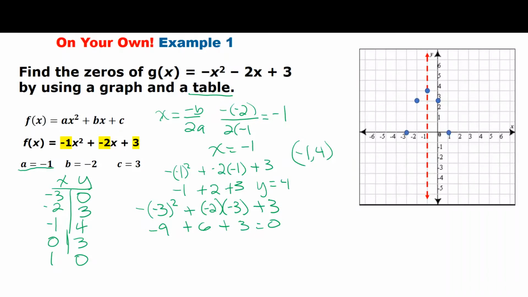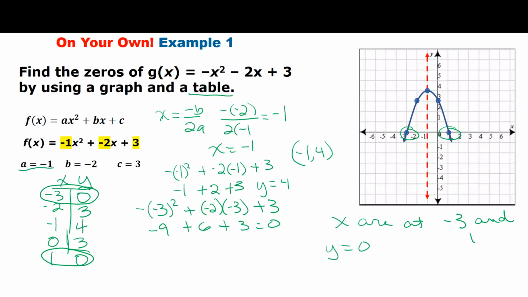Here they are. And we can make our parabola going down, and we can see that our zeros are going to be found at -3 and 1. Okay, when x is -3, y is 0, and when x is 1, y is also 0. So our x's are going to be at -3 and 1 when y is 0. Y equals 0. Okay, so next.